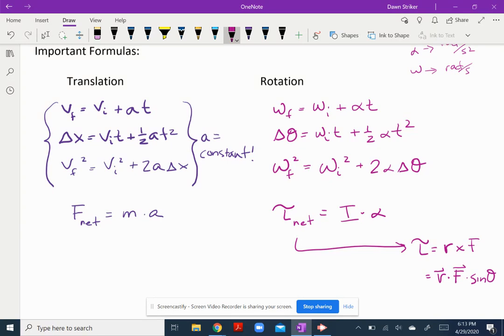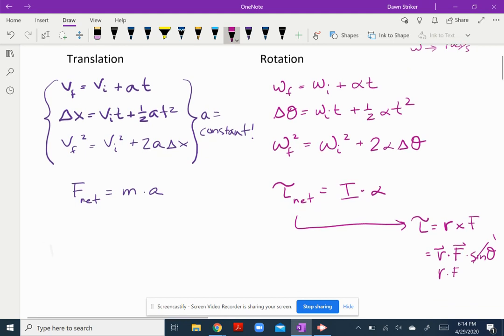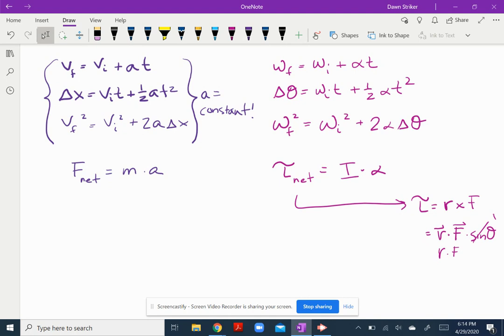So please do have a look back at torque. And then if they're at 90 degrees, the sine of 90 degrees is just going to be 1. And so it becomes R times F. The simple form is R times F. Look back at torque. All right. So we have torque and we have F net. Those are our dynamics equations.